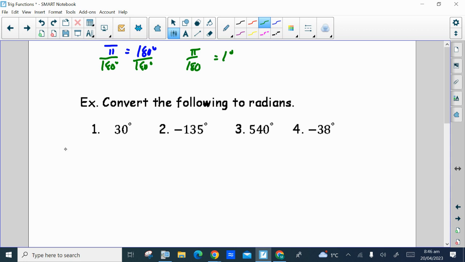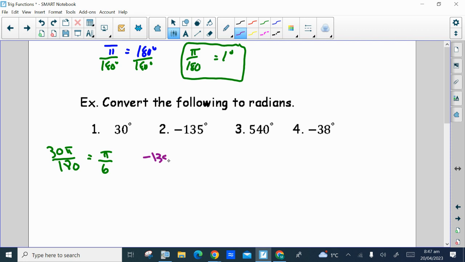So if you have 30 degrees and you want to write that in radians, you take the expression we just wrote above, and multiply both sides by 30. 30 degrees will equal 30 pi over 180 radians, which, again, you can divide top and bottom by 30 to reduce. You get pi over 6 radians. And again, when no unit is written, it means radians.